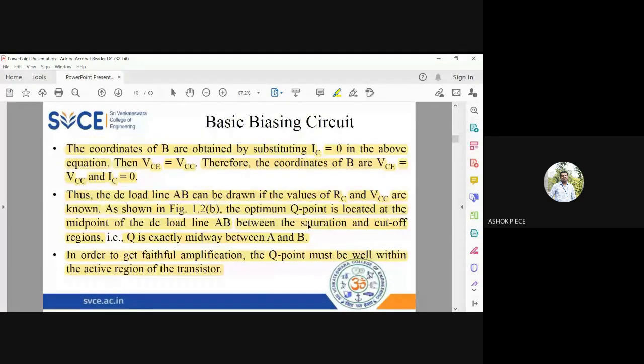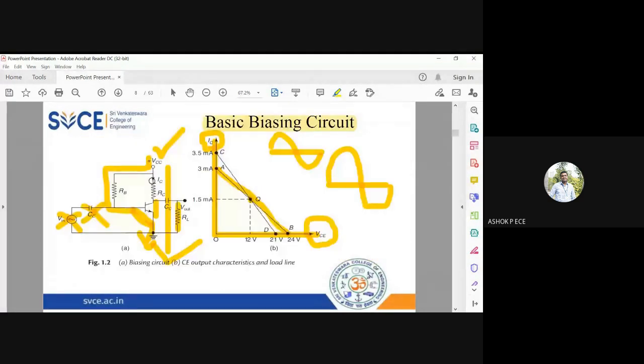See, in the output side, for finding the resistance, you have to short circuit the voltage source. So what voltage source do I have? I have this voltage source VCC. Okay, so I'm going to short circuit that, I'm going to ground it. And see, RC is between collector and ground. RL is also between collector and ground. So how are RL and RC related? Are they series or parallel?